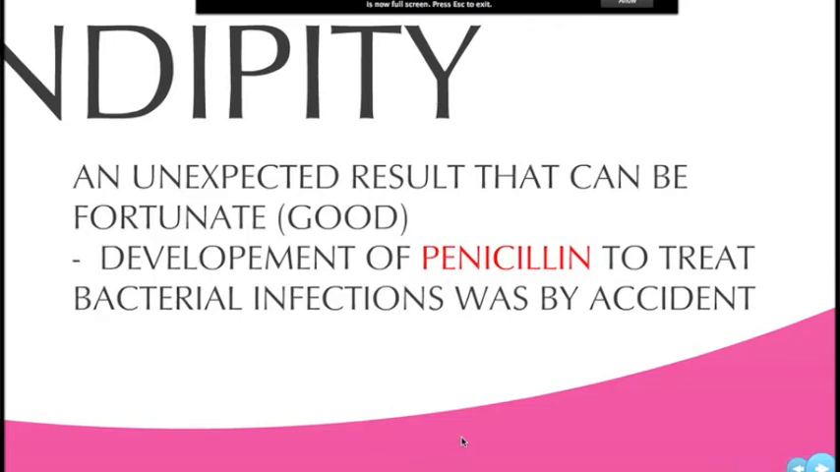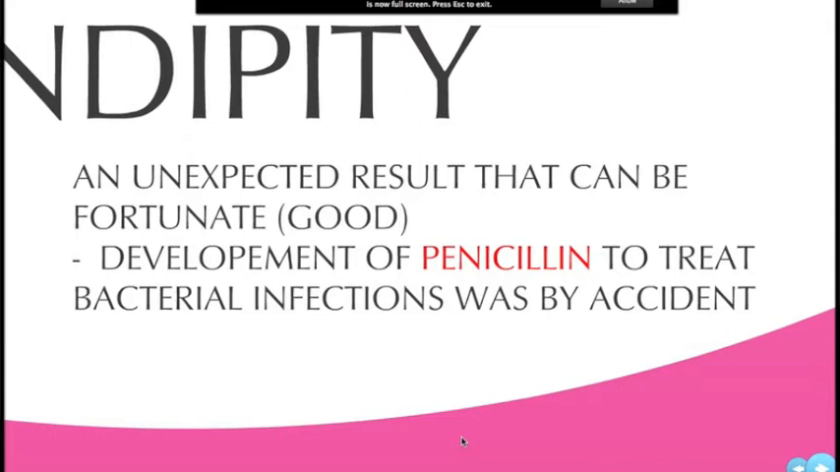In our case, testing nitrogen on a farm field, maybe I put a little too much nitrogen on my field, and the corn crops just skyrocketed, way higher than double the yield. Well, that's a mistake, but it's a mistake in the good sense, and that's called serendipity. Penicillin was another serendipity moment in history.